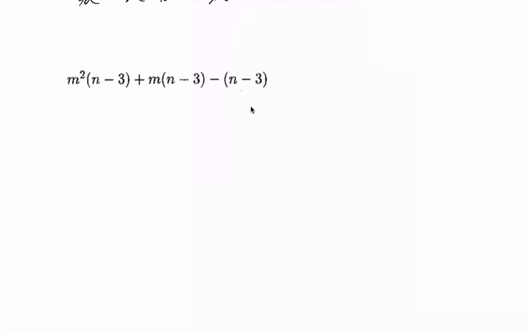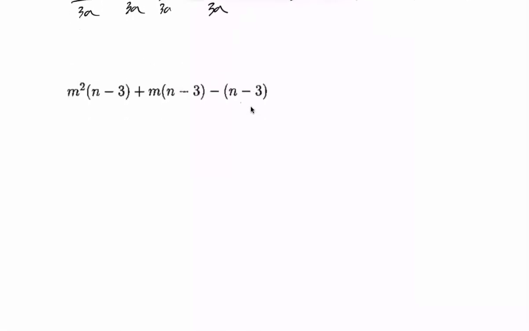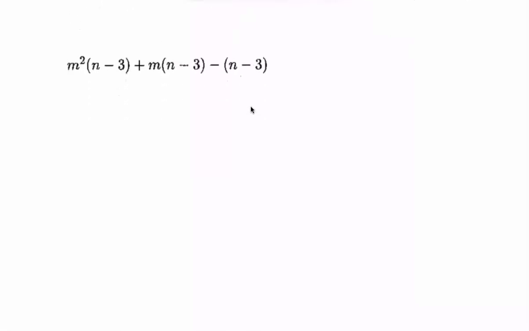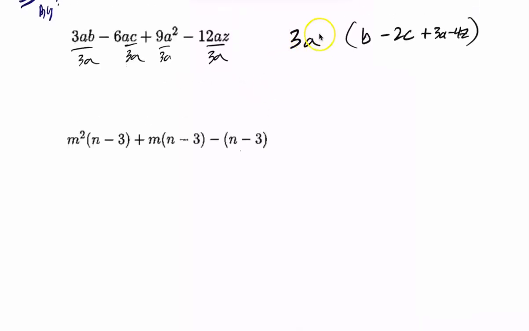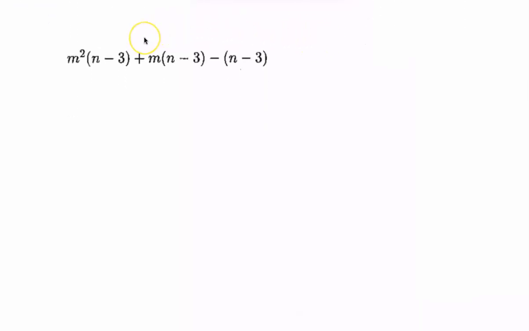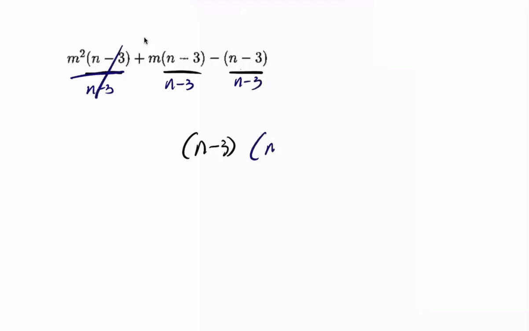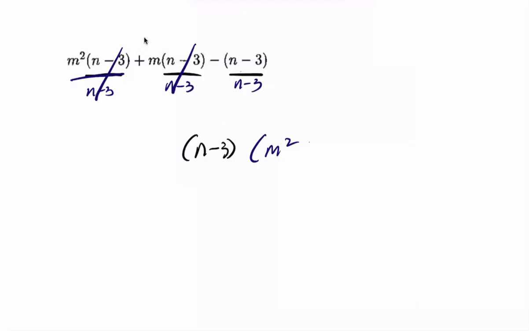Now it doesn't have to be a monomial. You do want to pull out what they have in common, but the thing you factor out does not have to be a monomial. Like in this case, these all have an n minus 3 in common. So it's the exact same concept. We're going to factor out an n minus 3, and then we just divide all of these by n minus 3. These cancel, and then I'll put m squared on that one. These cancel, I get plus m.